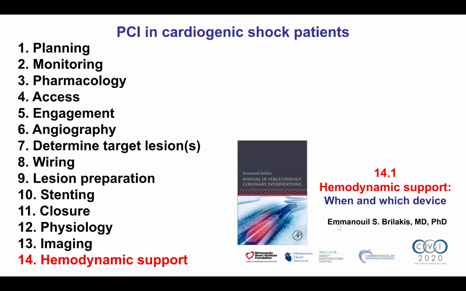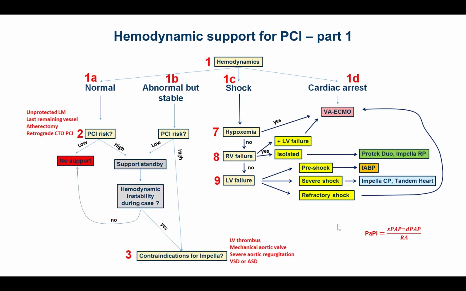And finally, use of hemodynamic support can be of critical importance in patients with cardiogenic shock. This is discussed in video 14.1, but the choice of device depends on several parameters. First of all, on the presence of hypoxemia or not. If there's hypoxemia, then typically VA ECMO is used. Second, on the presence of right ventricular failure. If there is biventricular failure, typically VA ECMO is used. If it's isolated right ventricular failure, for example, in patients with right ventricular dysfunction, then a right ventricular support device, most commonly Protect Duo at our institution, is used.